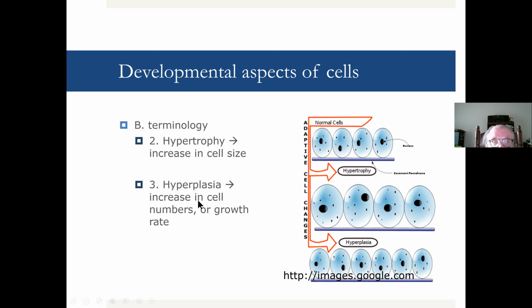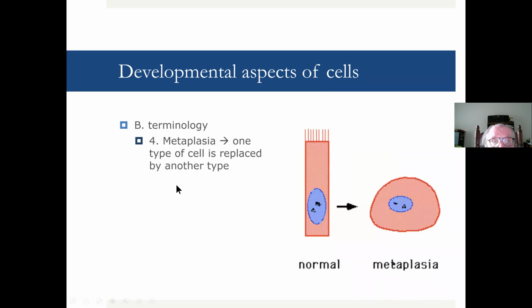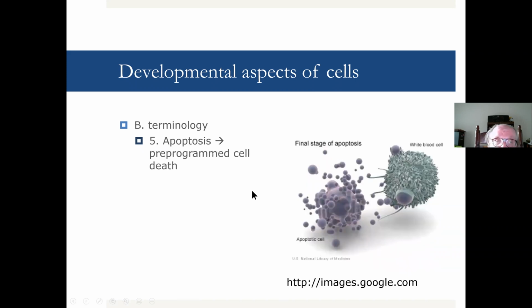Hyperplasia is increasing the cell number or growth rate. You might not want to have hyperplasia, but you can have it. Metaplasia is one cell type replaced by another cell type. That's usually not good. You go from a normal cell to a metaplastic cell, so you might be talking about a precancerous cell.